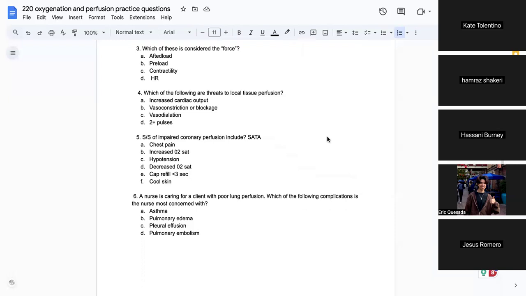Number three, which of these is considered the force? A, afterload. Let me fix that. A, afterload. B, preload. C, contractility, or D, heart rate.